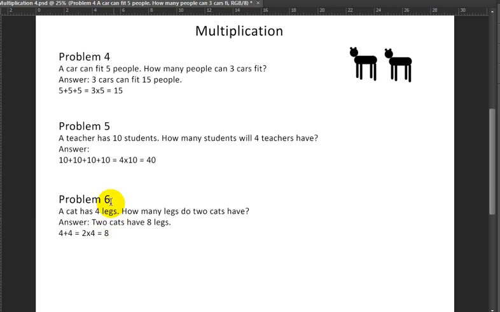Oh, and I didn't write an answer before here. Here we should have written 4 teachers have 40 students.